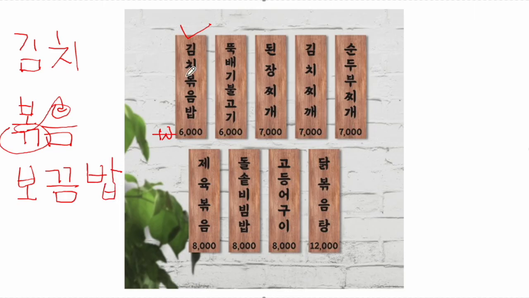What does that mean? 볶음밥 is a fried rice. So fried rice with kimchi. Kimchi 볶음밥. We have, let's say, shrimp 볶음밥, fried rice. Okay, we have 불고기 볶음밥. So 볶음밥 is a fried rice. All right, that's good. That's good reading practice.